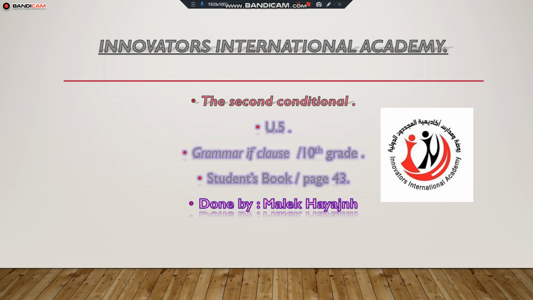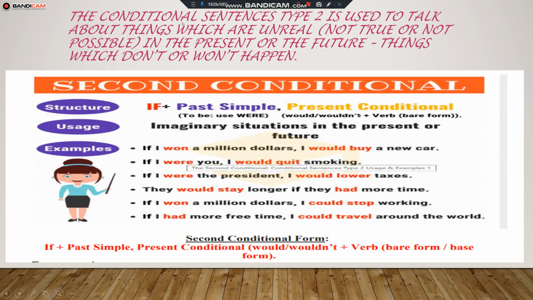Now guys, we use conditional sentences type 2, if clause type 2, to talk about things which are unreal, not true or not possible in the present or the future, things which don't or won't happen. Or we use if clause type 2 to give someone late advice. Let's leave this for now, and later we'll go to late advice, which in Arabic, in our language, is نصيحة متأخرة.